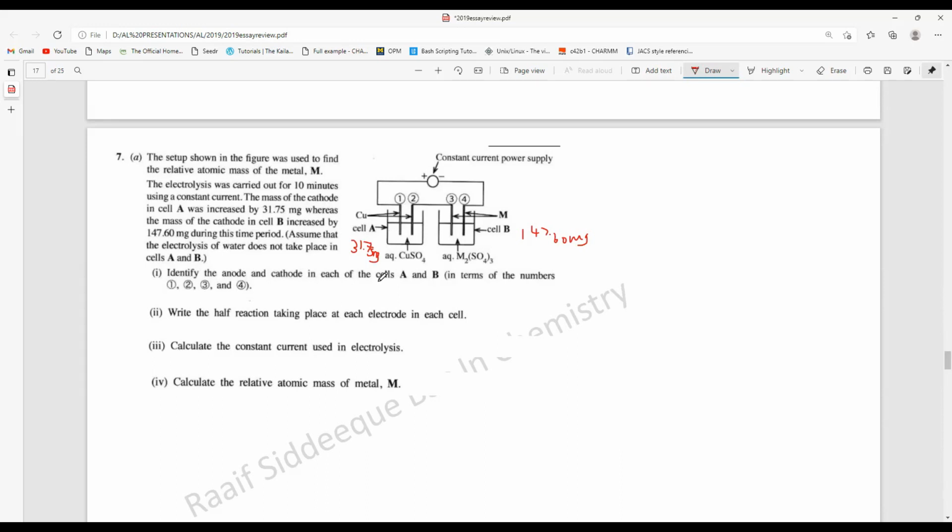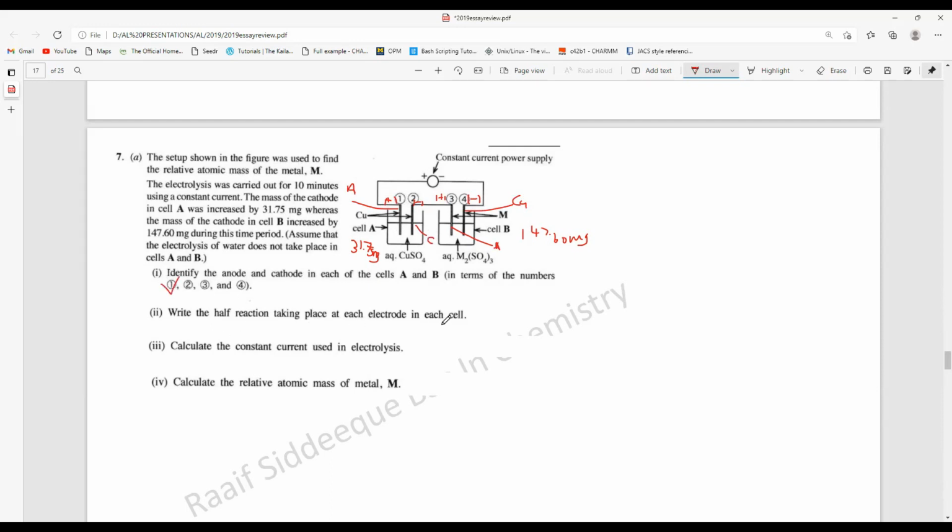Identify the anode and cathode of each cell, A and B. They have given these terminals, negative and positive. In electrolysis, in many cases, if the battery terminal is negative in charge, that should surely be the cathode. So here this would be the negative part, and this would be positive. Basically, this is our cathode and this is our anode in cell B. And here this is the positive anode and this is the cathode.